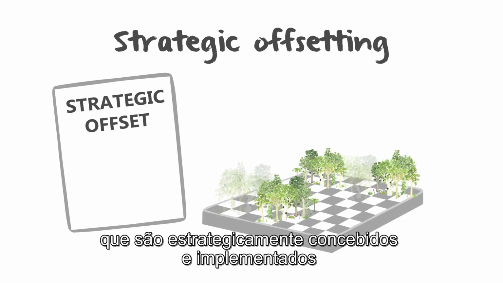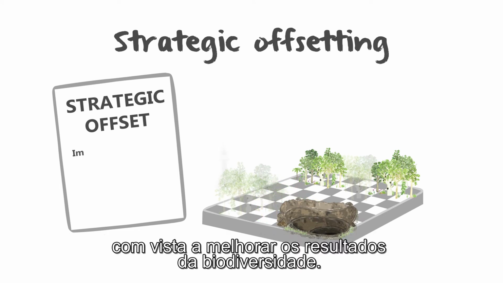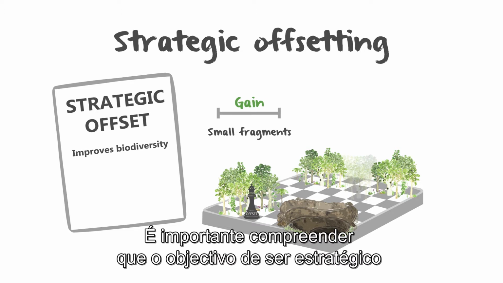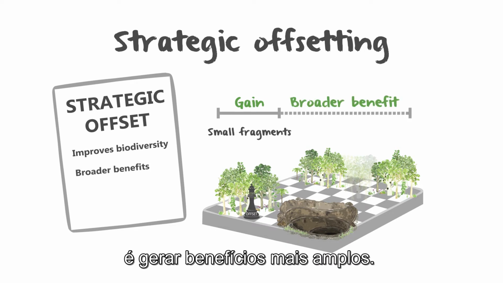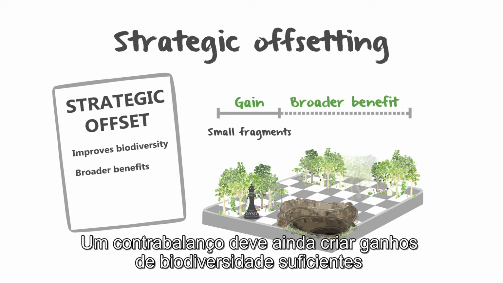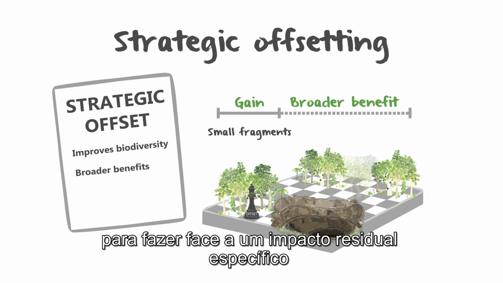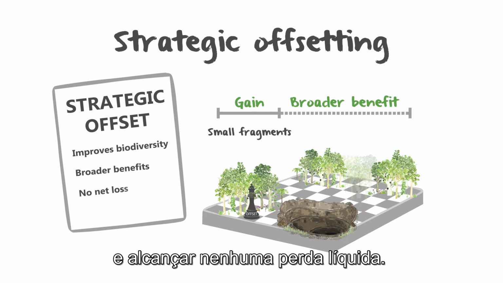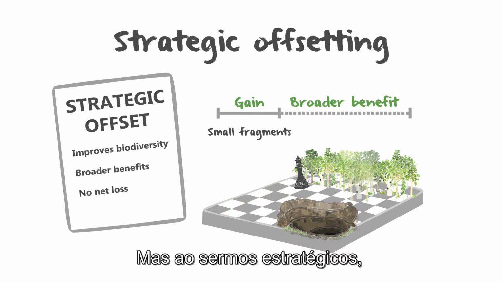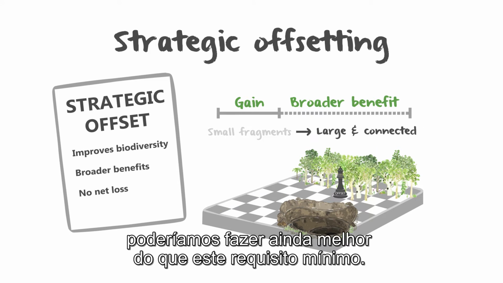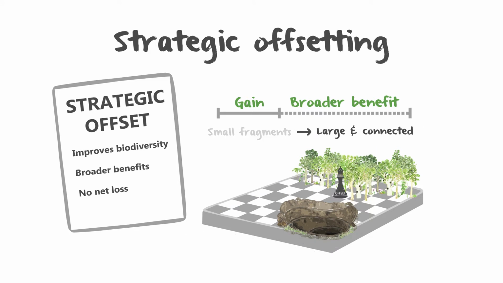Strategic offsetting is a general term used to describe offsets that are strategically designed and implemented in order to improve biodiversity outcomes. But it's important to understand that the aim of being strategic is to generate broader benefits, and offsets still must create enough biodiversity gain to address a specific residual impact and achieve no net loss. But by being strategic, we could do even better than this minimum requirement.